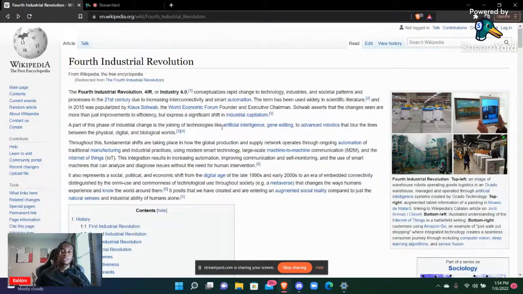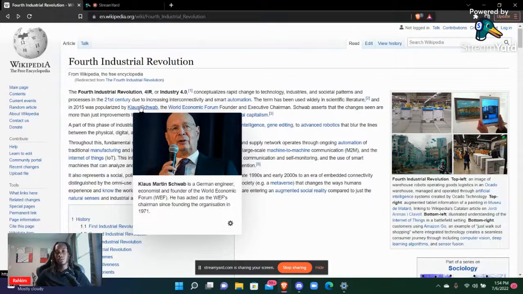Now I'm going to try not to be so conspiratorial, but I grew up learning truth, and people think truth is conspiracy. So who is Klaus Schwab? We're just going to read this small description of him. Klaus Martin Schwab is a German engineer, economist, and founder of the World Economic Forum. He has acted as the World Economic Forum's chairman since founding the organization in 1971. He looks pretty evil, right? Yep. All right.